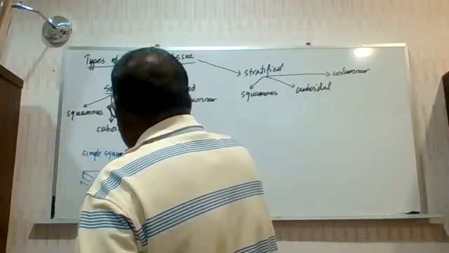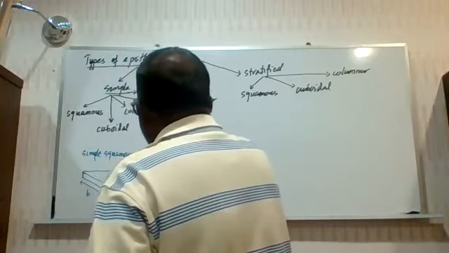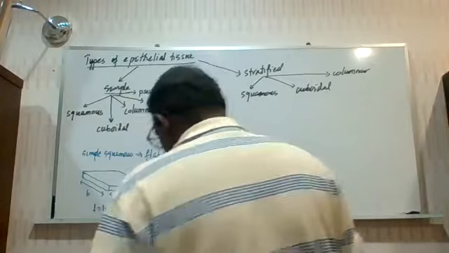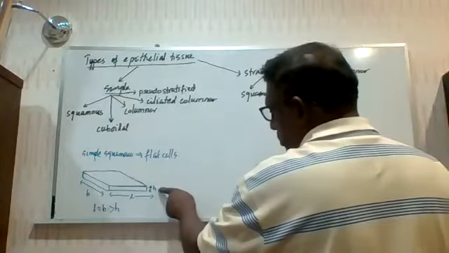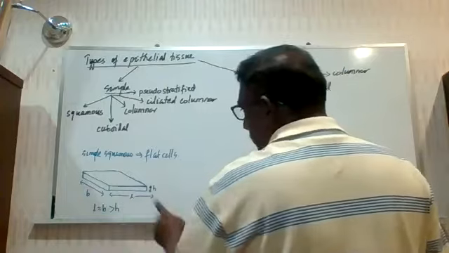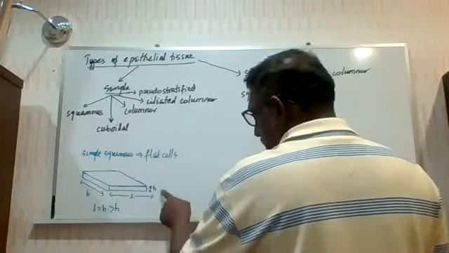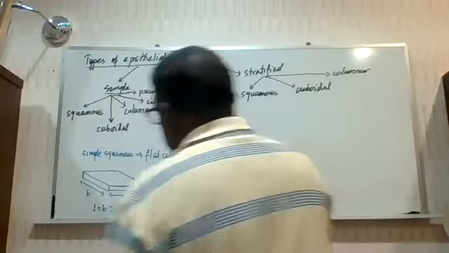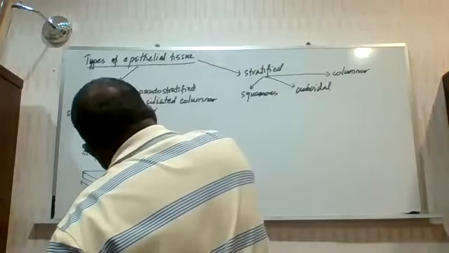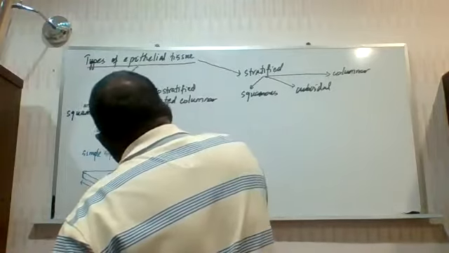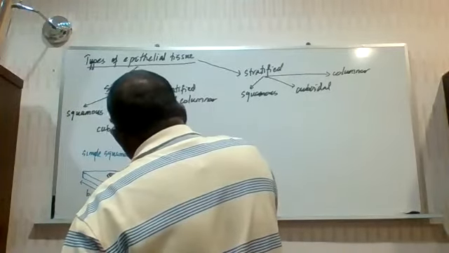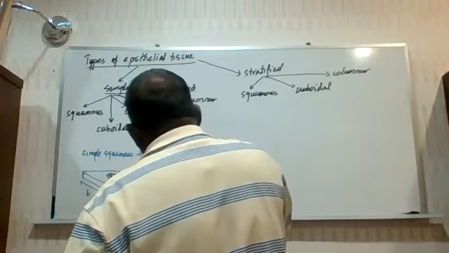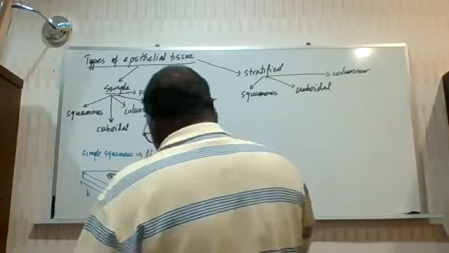So simple squamous cells are flat cells. They're flat because the height is small, whereas the length and breadth are big. Remember, they're 3-dimensional. And because it's flat, the nucleus tends to bulge out. That is more like their characteristic, a bulging nucleus.